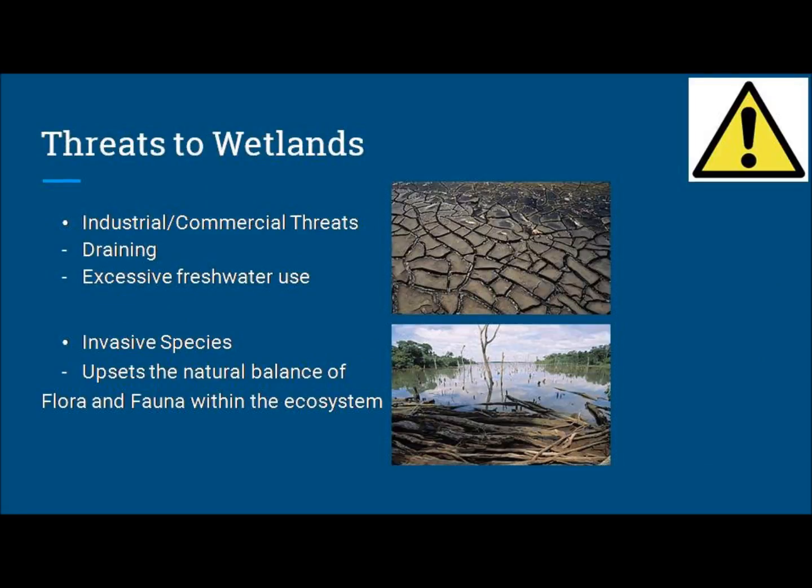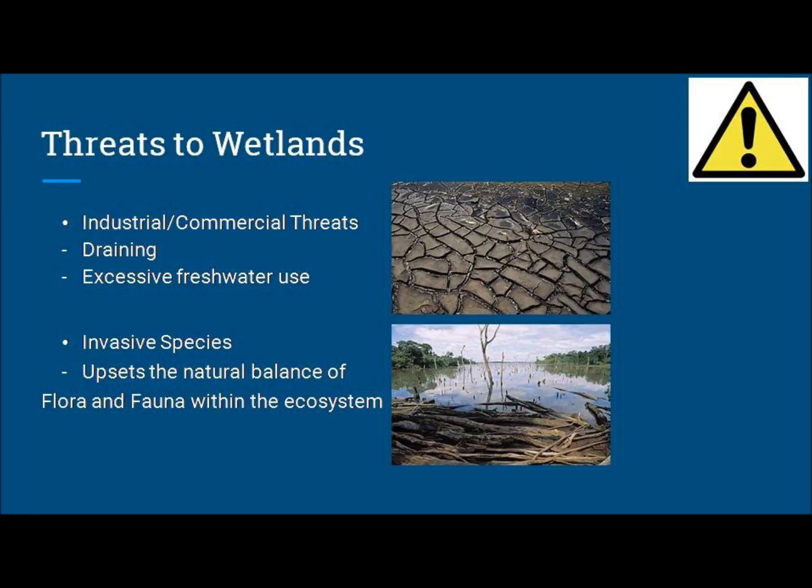There are several things that are threatening the world's wetlands today. Half of the world's wetlands have disappeared since 1990. One major threat to wetlands is draining. Draining is usually done for commercial development, including tourism facilities or agricultural farmland.